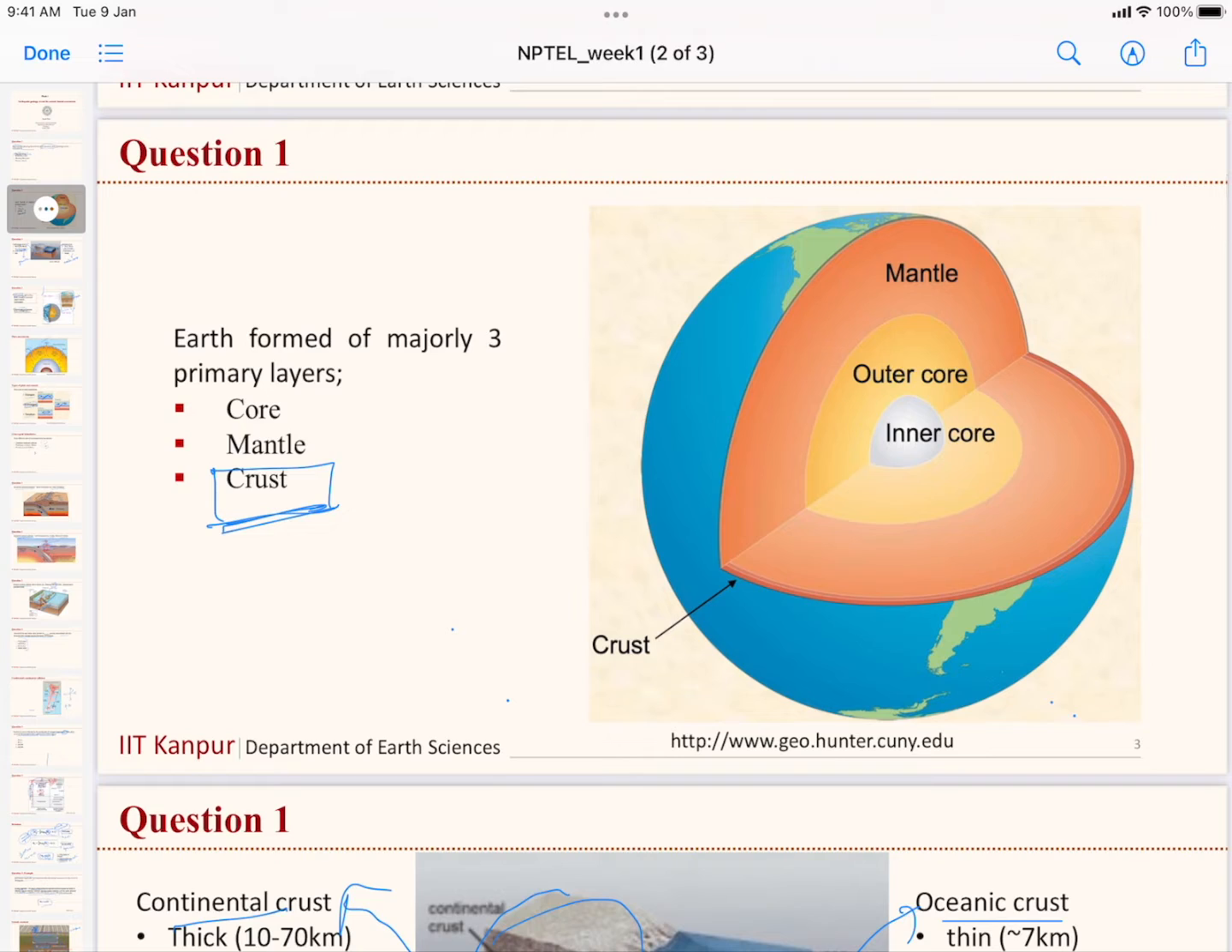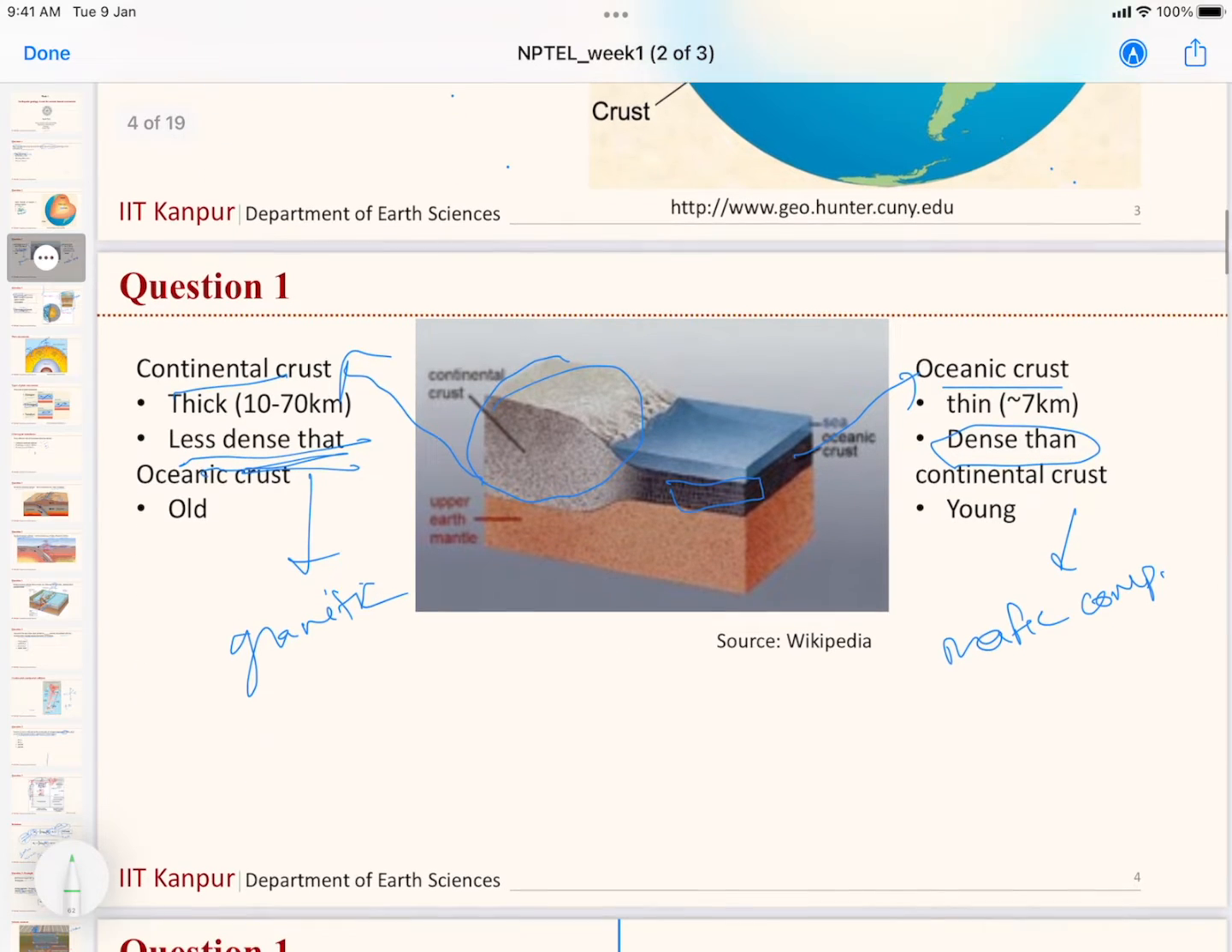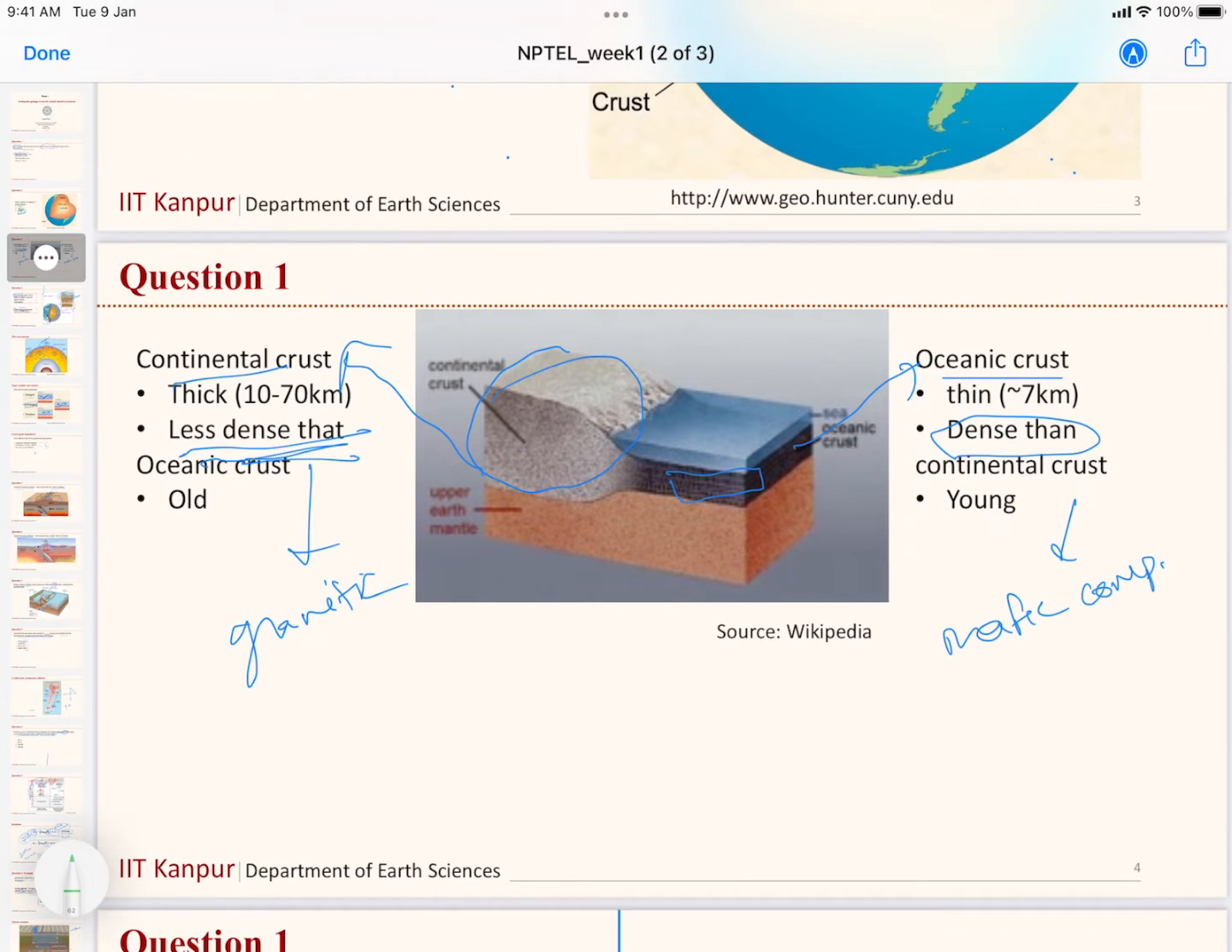So this is the major earth structure. We can segregate it into primarily three layers: the core, the deepest one, then the mantle, the middle one, and the crust, the top one. So this is how the earth looks. I think we all have seen this figure, and if we mainly talk about the crust part, it is because here we are more interested in plate tectonics. In plate tectonics, the crust plays a major role because it forms the plates.